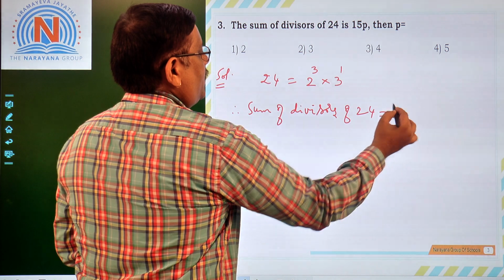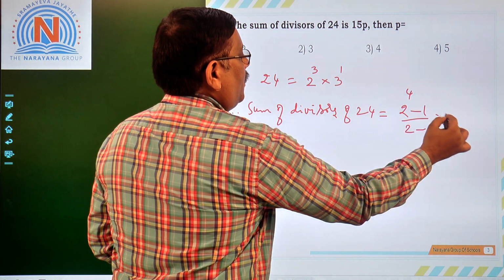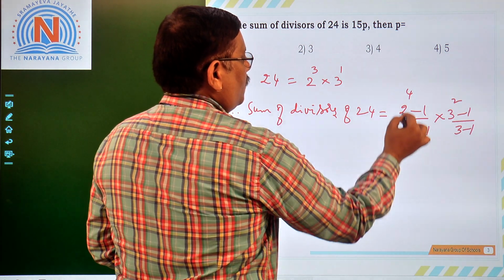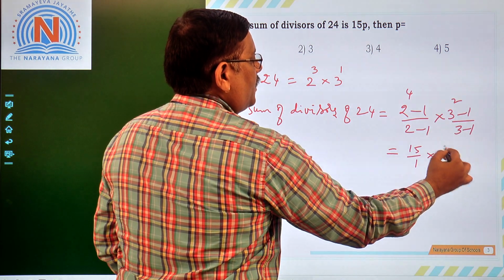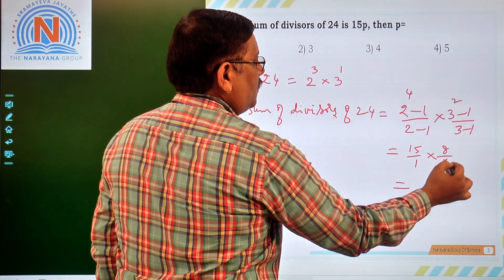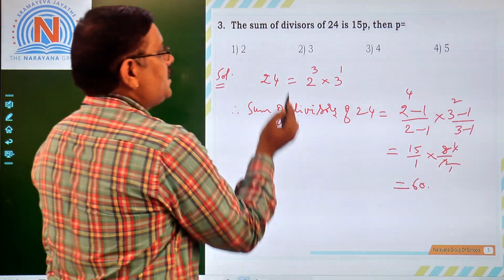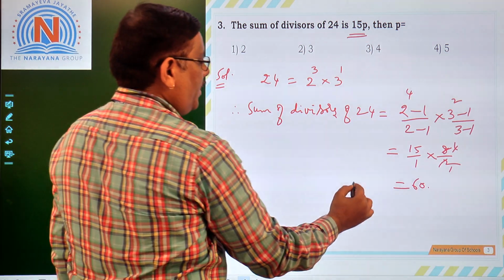24 is equal to (2 to the power of 3 plus 1, that is 4, minus 1) by (2 minus 1) into (3 to the power of 1 plus 1, that is 2, minus 1) by (3 minus 1). So that is 16 minus 1, that is 15 by 1, into 3 square is 9 minus 1, that is 8 upon 2. That is 15 into 4, that is 60. But what is given? It is given as 15p.